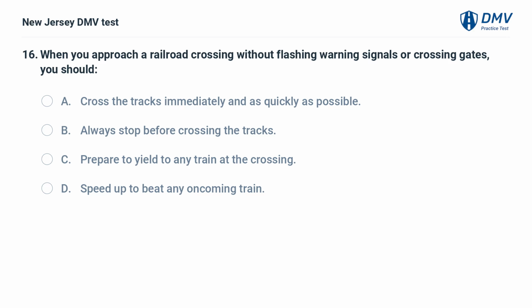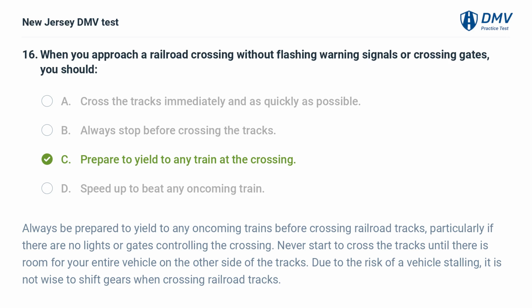When you approach a railroad crossing without flashing warning signals or crossing gates, you should: A. Cross the tracks immediately and as quickly as possible. B. Always stop before crossing the tracks. C. Prepare to yield to any train at the crossing. D. Speed up to beat any oncoming train.